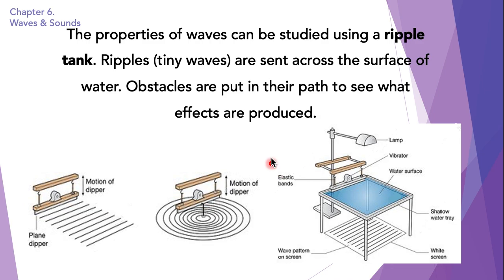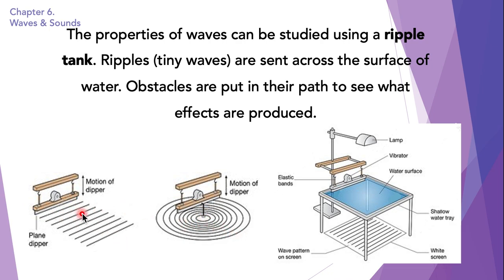So we have two types of dippers which make two different types of waves. These waves are called ripples. By ripples we mean tiny waves, so they are small. We have a plane dipper which makes plane waves, and then we have another dipper which makes radial waves. So these are circular. Like when we see a drop of water falling onto the surface of water, the waves sent out are radial, not linear.